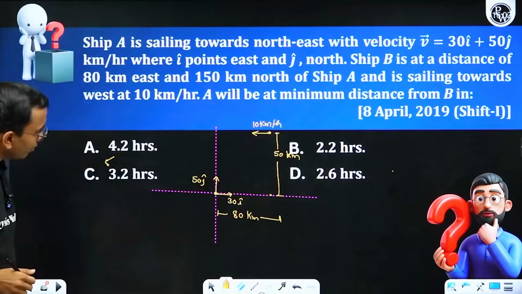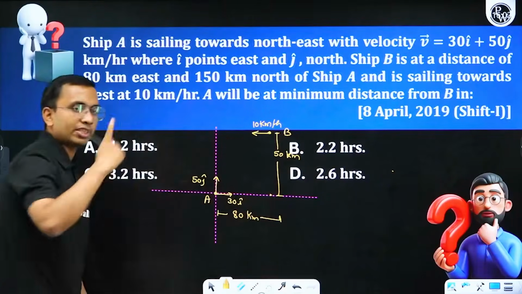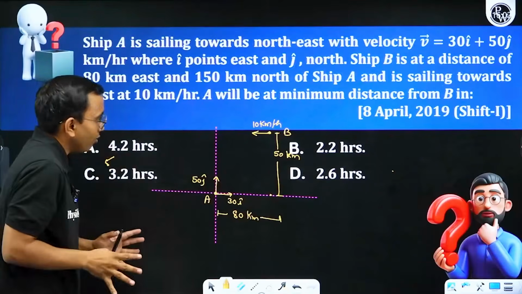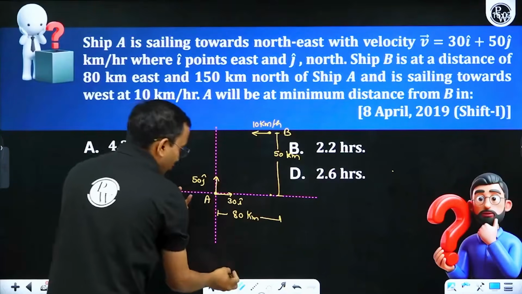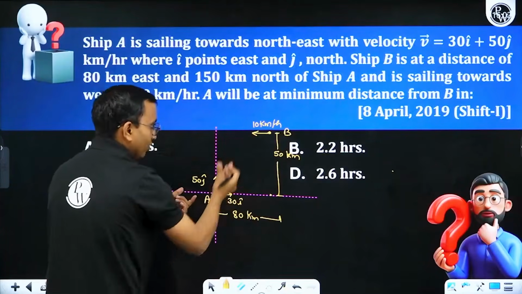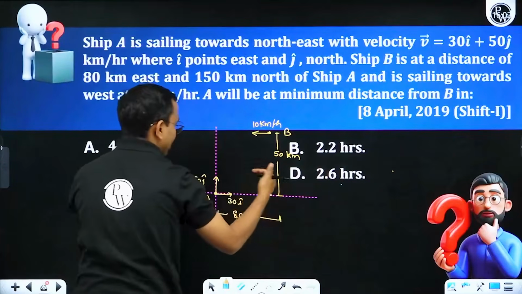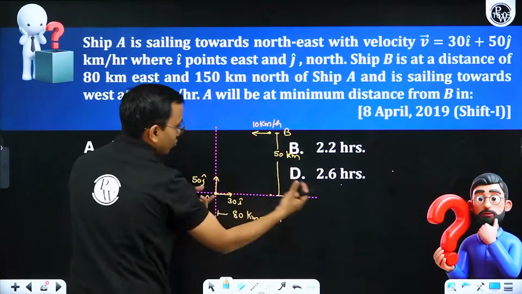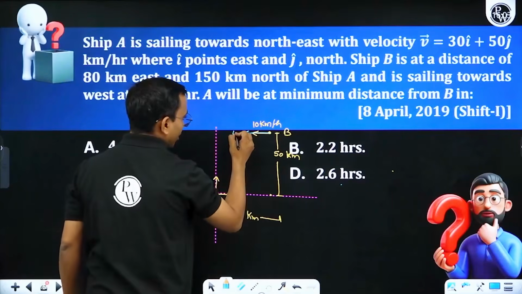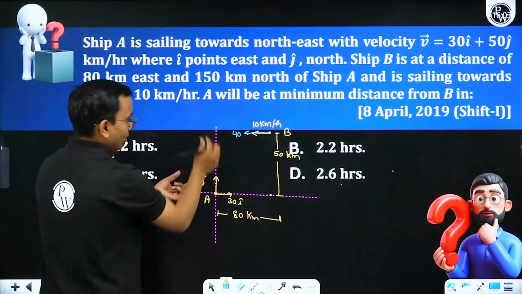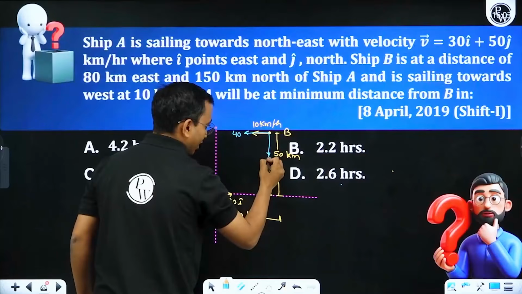Now, this is my A, this is B. I'll observe B with respect to A, so I'm sitting on A, observing B. What is the velocity of B with respect to A? That is velocity of B minus velocity of A. Subtracting means adding the vectors in the opposite direction. 30 i cap is towards right, so I'll give 30 i cap towards left. Total will become 10 plus 30, which is 40. 50 j cap is upward, so it will be 50 like this with respect to B.